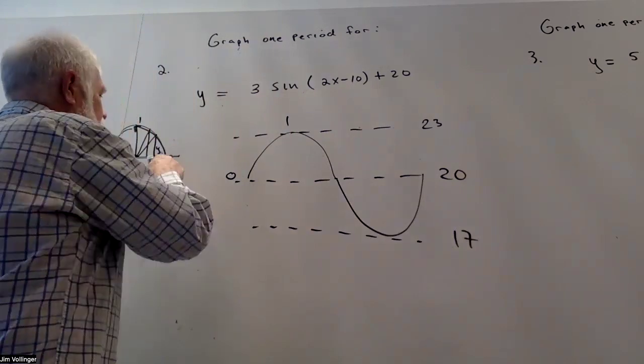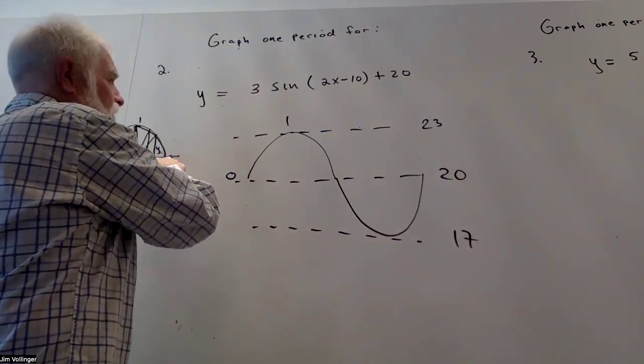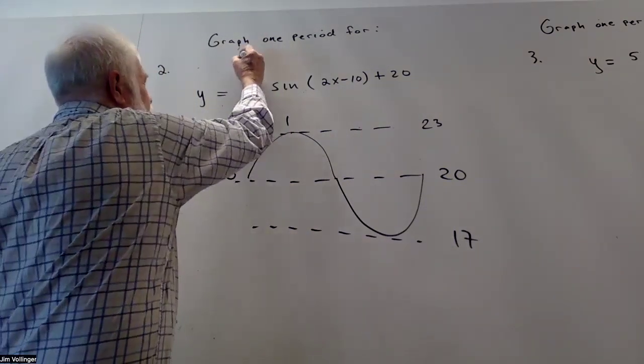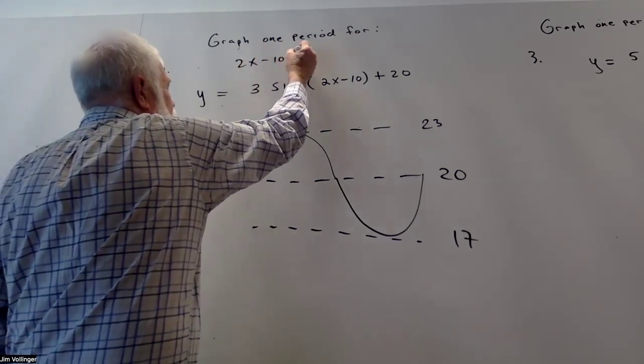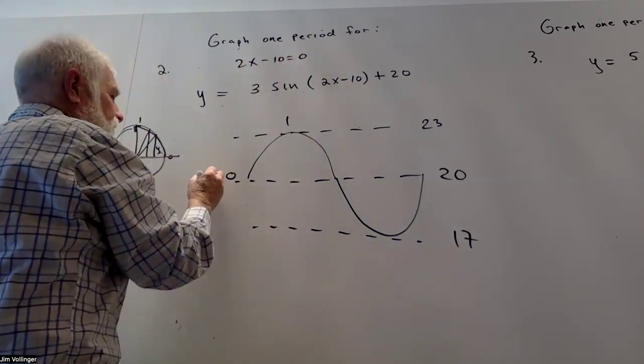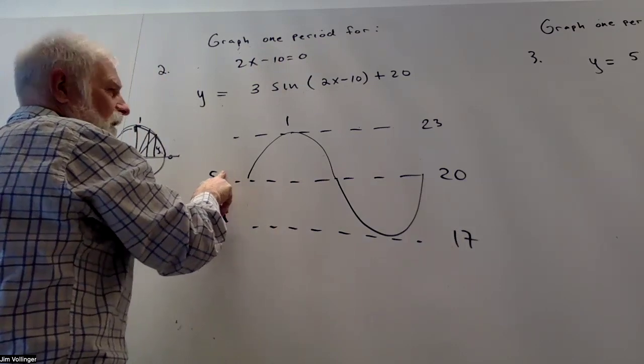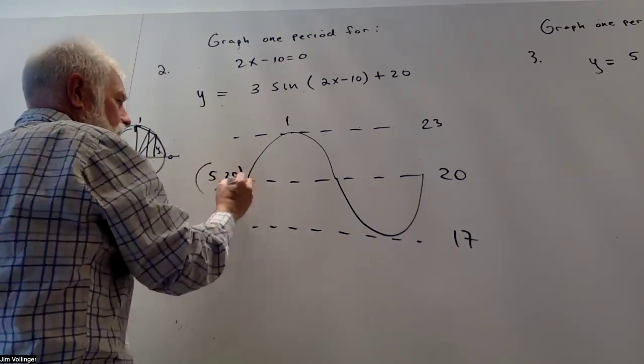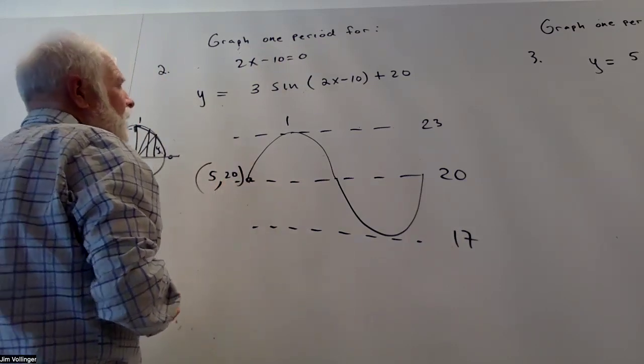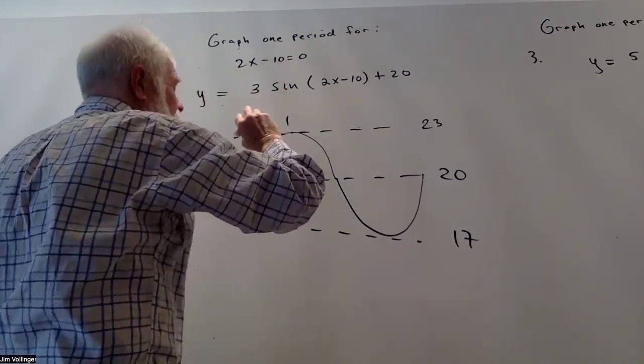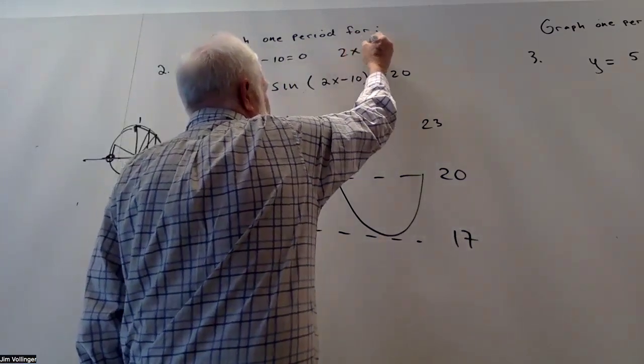And I know that that location is 0 radius lengths. So when does 2x minus 10 equal 0? Well, that's easy enough, 5. So 5 is going to get me 20. Right, that's going to be on the graph. And there are shortcuts to what I'm doing, but I'm not going to take one with you yet.